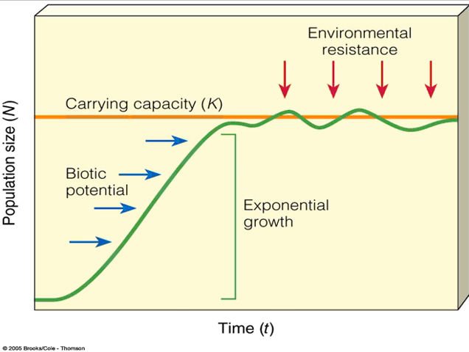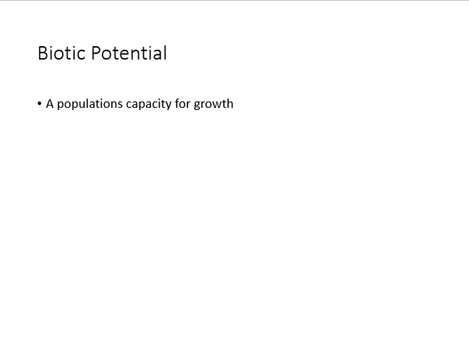Before we recognize these patterns, let's define some terms. The first term we're going to define is what we call biotic potential. Biotic potential is defined as a population's capacity for growth. Depending on the species, depending on the population, we're going to see dramatic variation in biotic potential. And actually, we draw the line between two major strategies, or camps, of reproductive strategy.